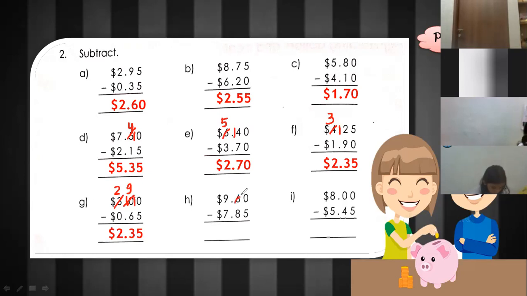Okay. Boys, 0 minus 5 equals to? Cannot. So borrow from 6. 6 becomes 5 and 0 becomes 10. 10 minus 5 is 5. 5 minus 8? Cannot. So borrow from 9. 9 becomes 8. 5 becomes 15. 15 minus 8 is 7. 8 minus 7 is 1. So the answer is $1.75.